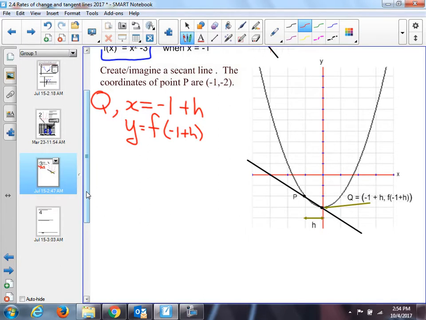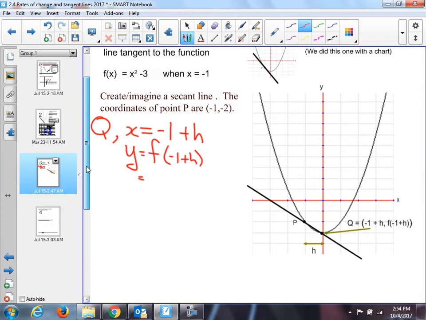So I'm going to continue to work this out. When I put negative 1 plus h into x squared minus 3, you see why function composition from chapter 1, I made sure we do this again. It's going to play a big role in calculus. So then we work this out. And you remember, when you square things, you'll probably get 3 terms like this. So, negative 1 times negative 1, negative 1h, negative 1h, h squared.